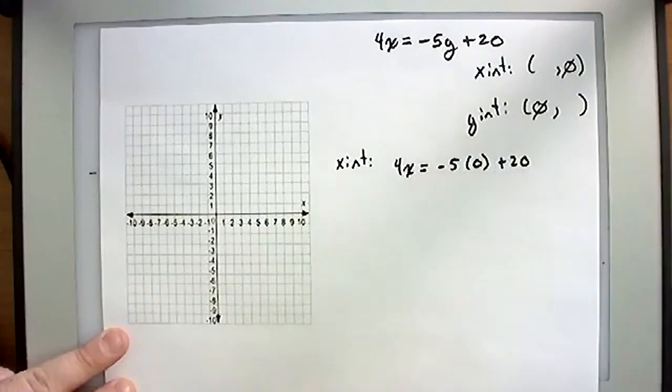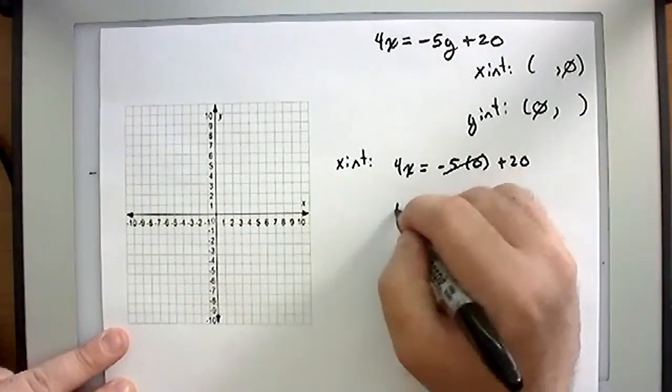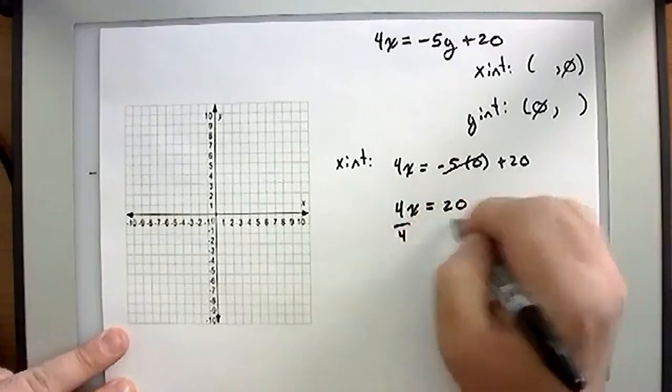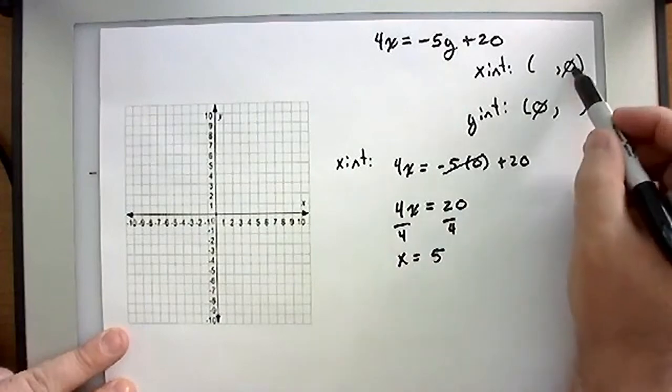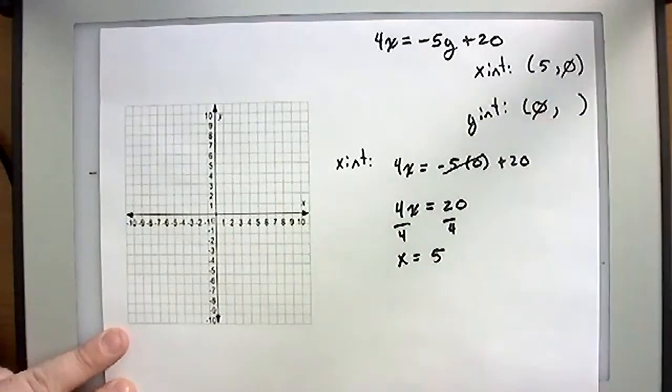You will have to do a little solving. That's why we went through the solving unit, right? So -5 times 0 is 0. So we'll have 4x equals 20. Divide by 4, and x equals 5. So when we plugged in 0 for y, we found that the x was 5. Now we have one of our points.